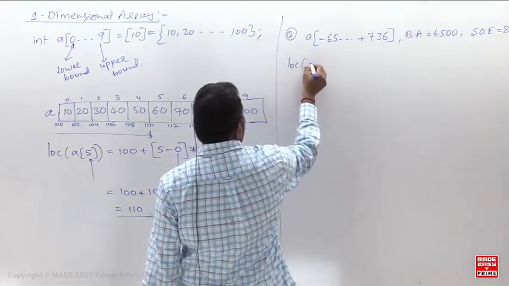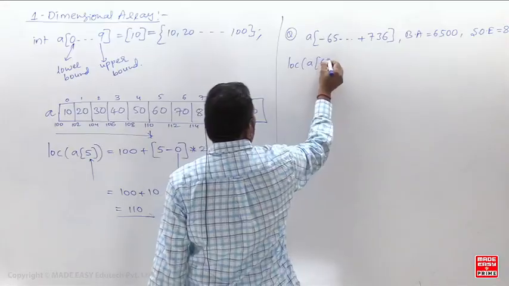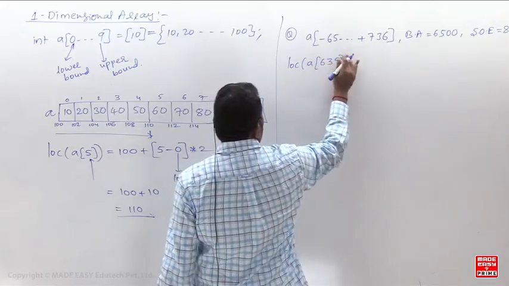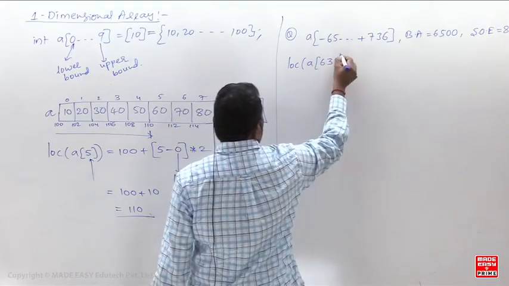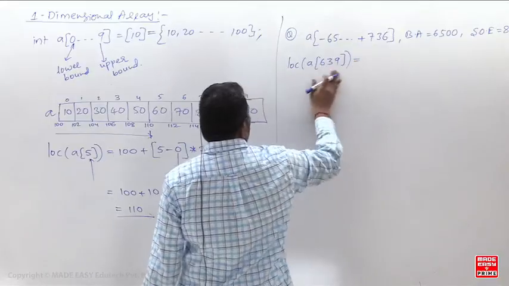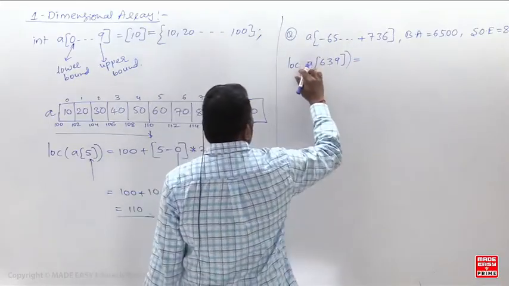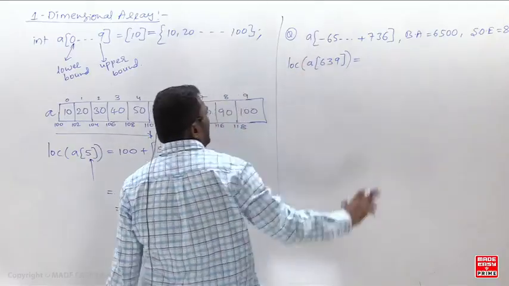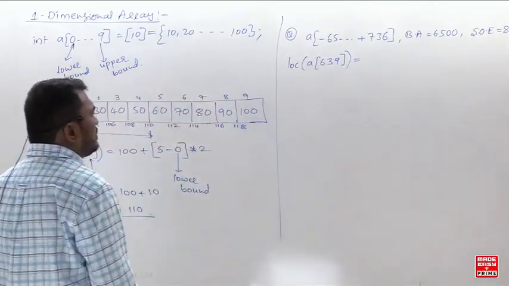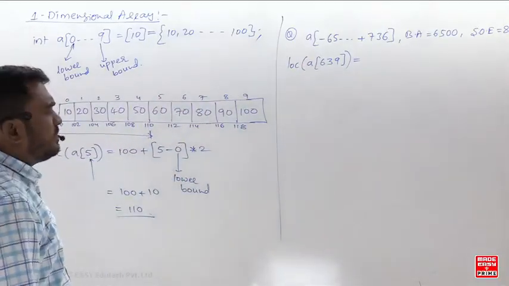So I want to find out the location of A of 639. Find out this. Don't use a calculator. You can use the calculator only maybe for the final addition or anything, but try to minimize the calculator.